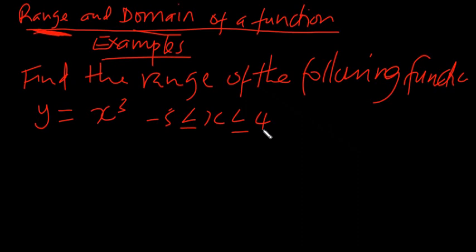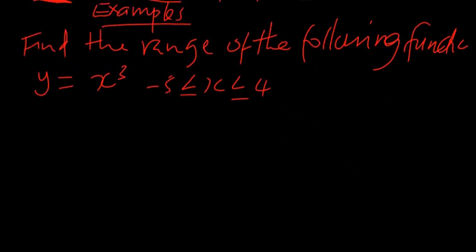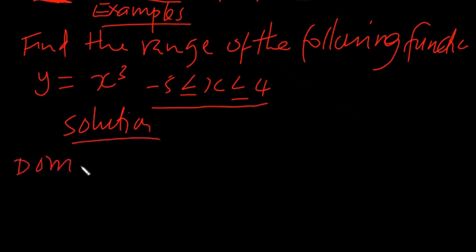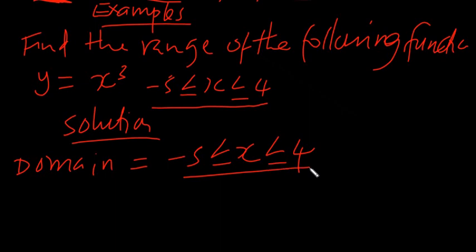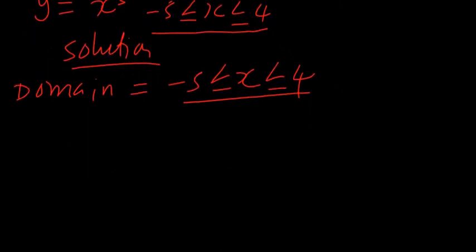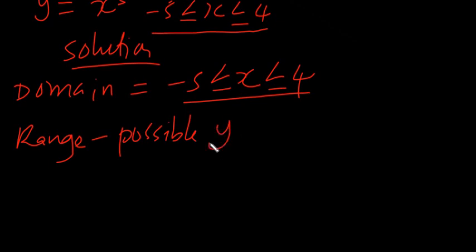Now, as I indicated there, basically this is our domain. So my domain, let's look at the solution. My domain will be minus 5 less or equal to x, which is less or equal to 4. This is my domain. Let's go on and look at the range. These are possible y real numbers.